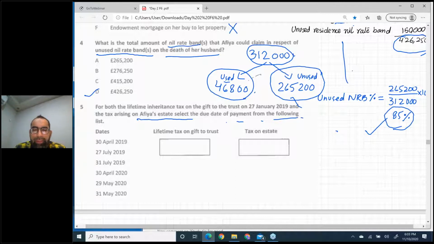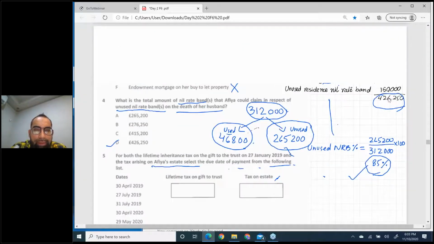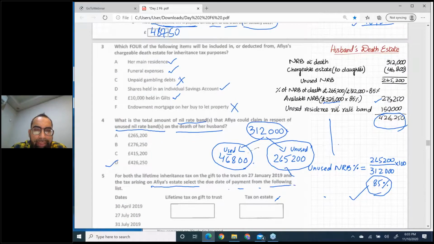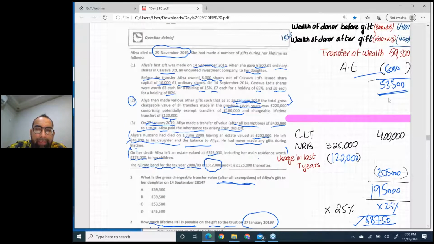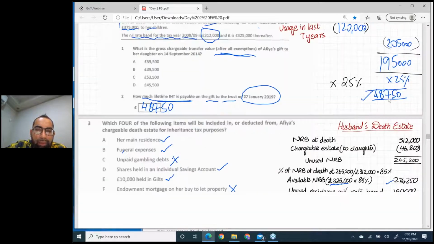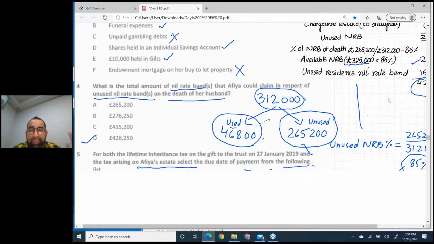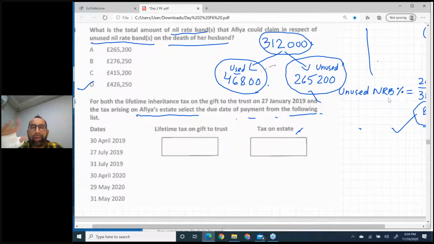So in this question, tax on the death estate. Tell me the date of death. Let me check. The date of death was 29th November 19. Easy thing first, 29th November 19.